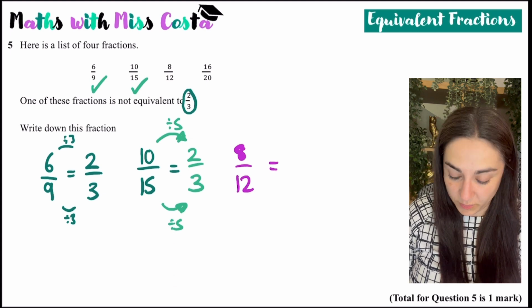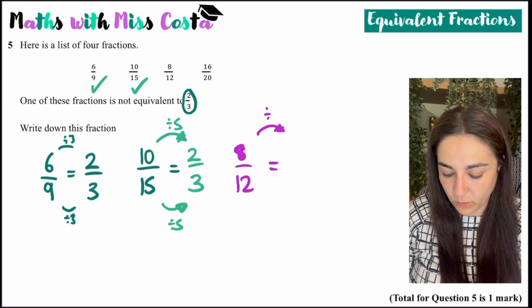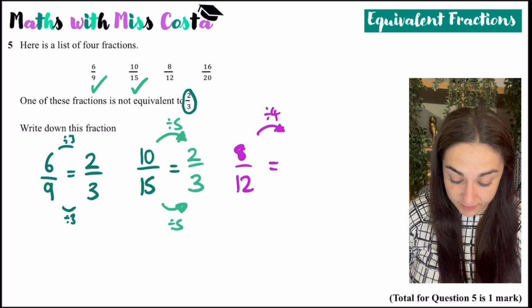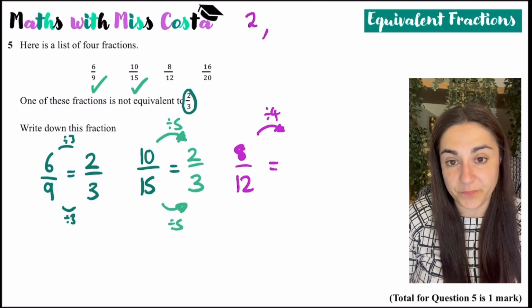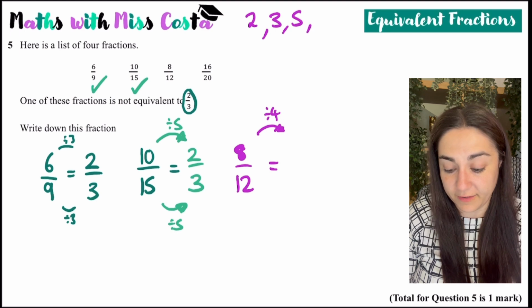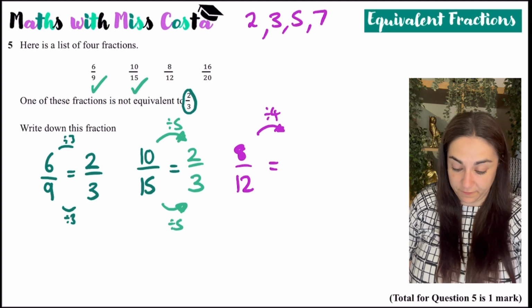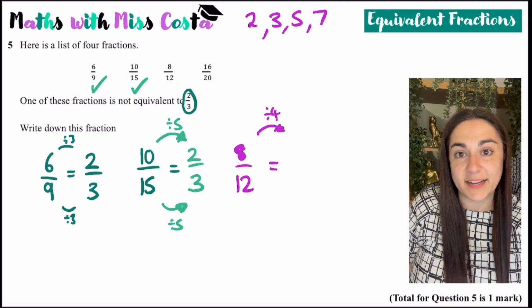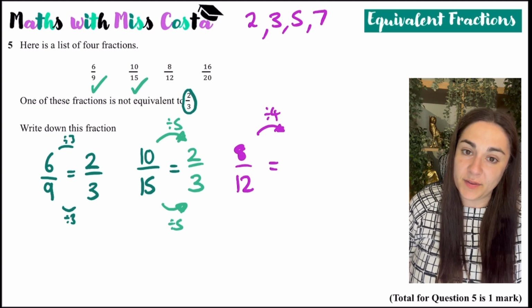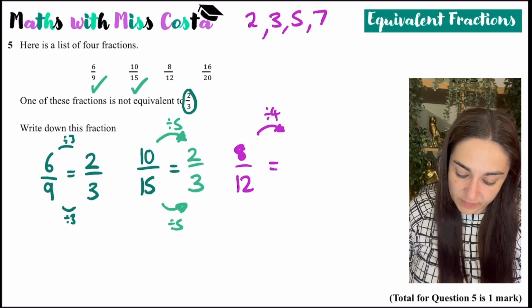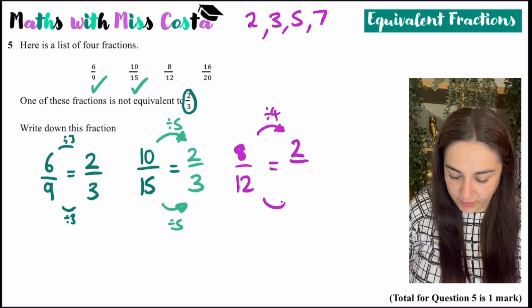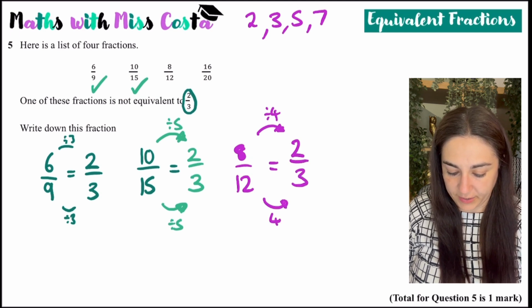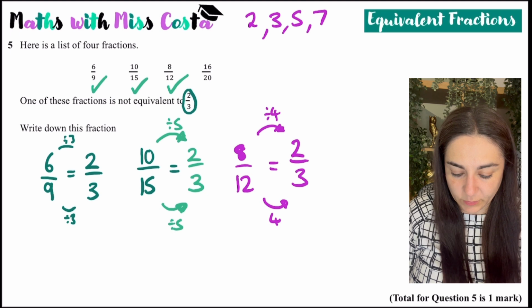What's the highest common factor? That would be 4. But if you didn't identify the highest common factor, you can just start dividing by 2. And then you can divide by 3, 5, basically the prime numbers. So if you don't identify the highest common factor, that's fine. You just divide by 2 and then you divide by 2 again. So 8 divided by 4 is 2. And 12 divided by 4 is 3. So this one is also equivalent.